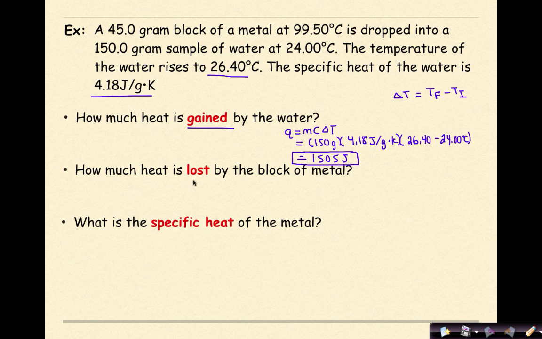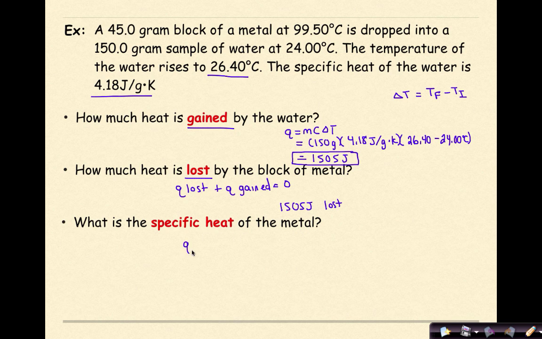Now, how much heat is lost by the block of metal? Well, we know that the energy lost, Q representing energy, plus the energy gained will equal 0. So if I look up at my previous problem and I see that the amount of energy gained by the water is 1,505 joules, that means the amount of energy lost must be 1,505 joules lost. Finally, what is the specific heat of the metal?